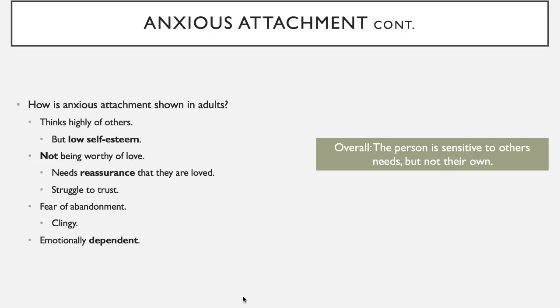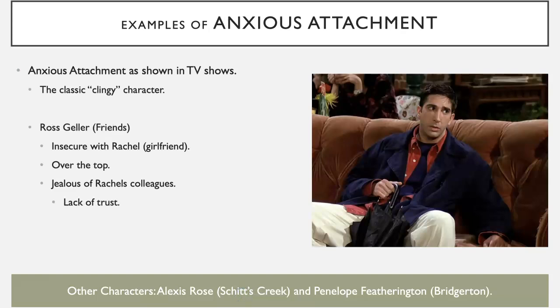So overall, this person is sensitive to other people's needs, but not necessarily their own. An example in TV is the clingy character that you sometimes will see. A good example is Ross Geller from Friends. You can tell he's insecure with his girlfriend Rachel.